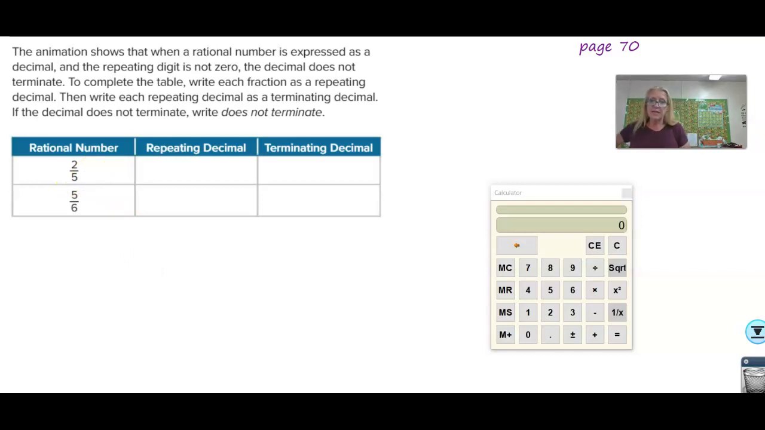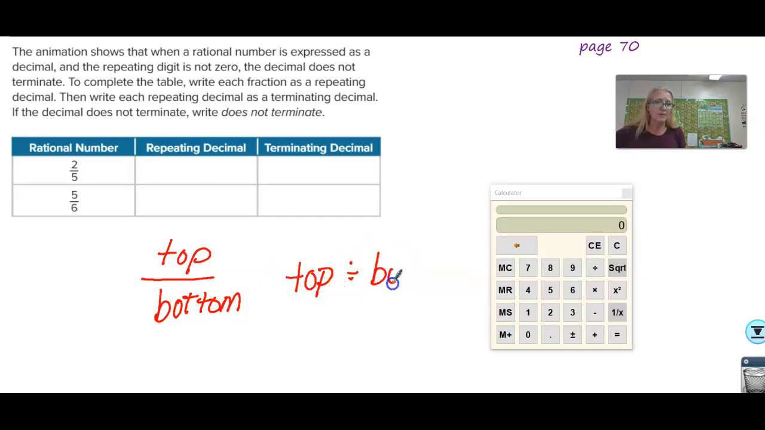Any fraction is the top number divided by the bottom number. Right? So in a calculator, you would type in the top number first, then you hit the divide sign, then you type the bottom number in second.